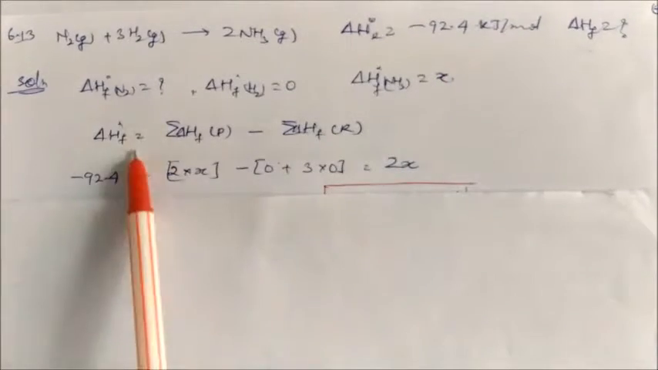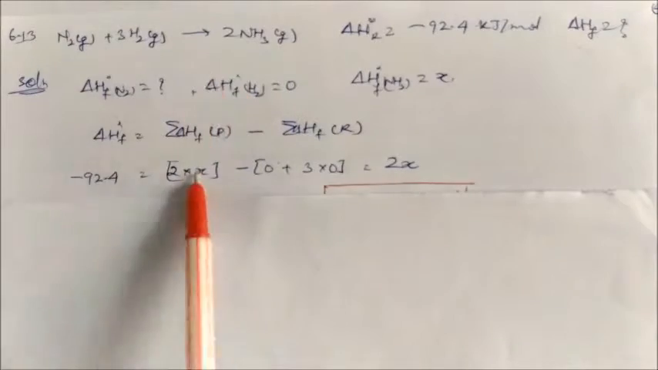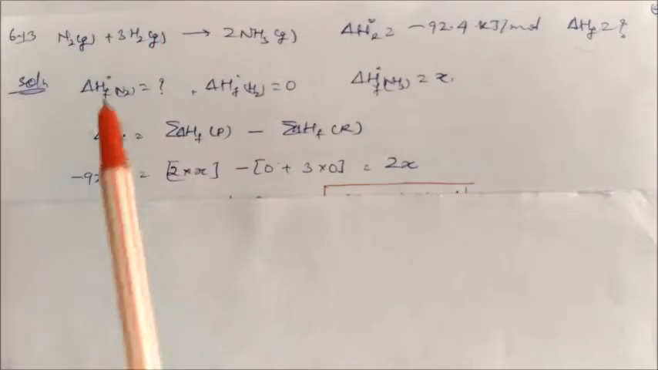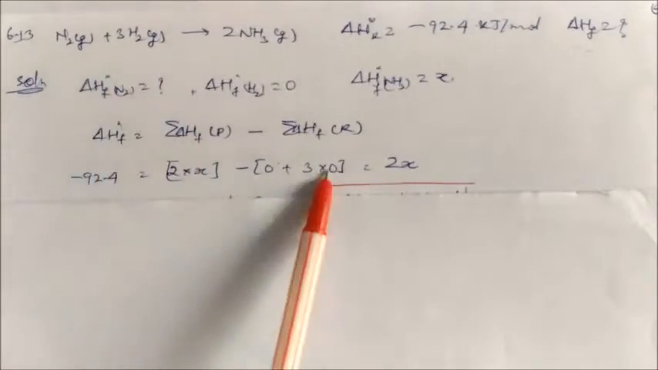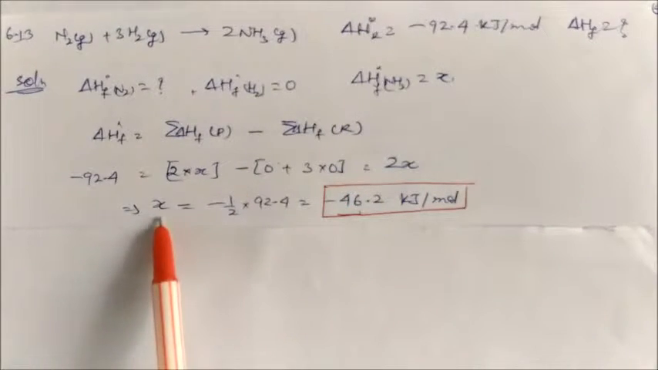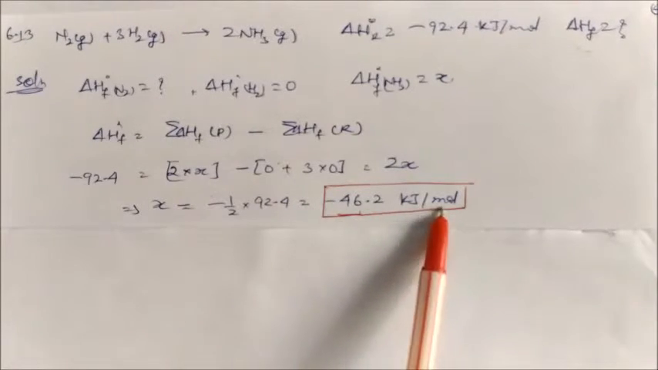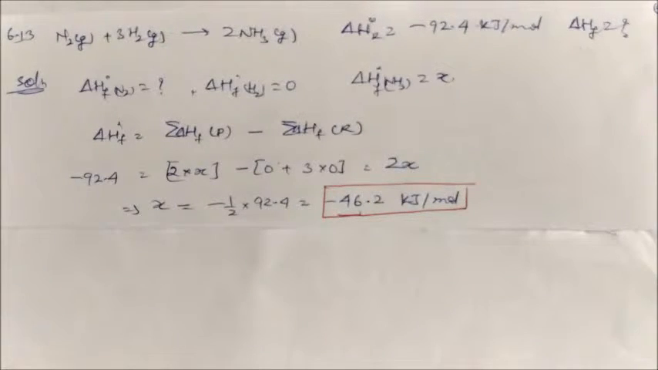So heat of reaction is nothing but products minus reactants. Product is given here, 2 into X, and for hydrogen it is 0, and for nitrogen also 0. So total will be how much? 2X. So X is equal to minus half into 92.4. So you will get the heat of formation of ammonia, which is nothing but half of the heat of reaction.